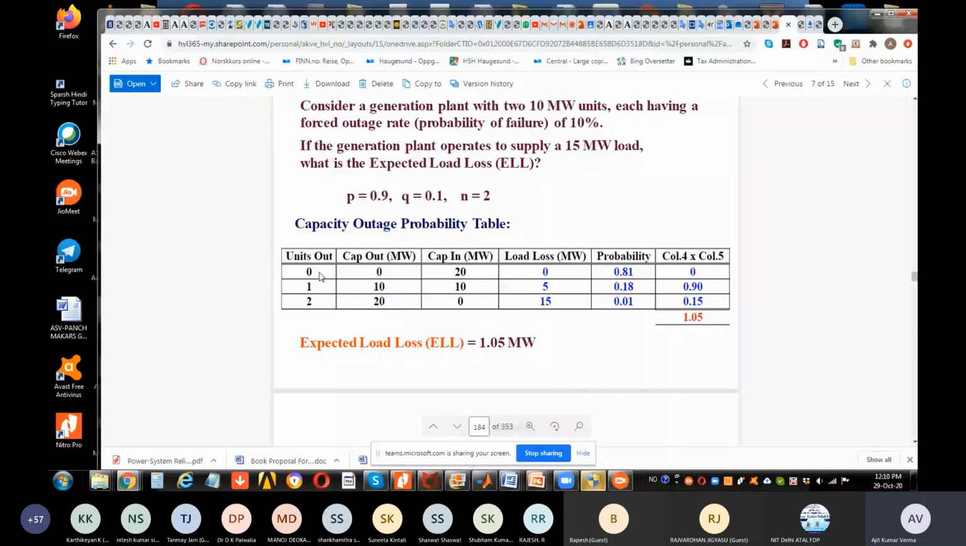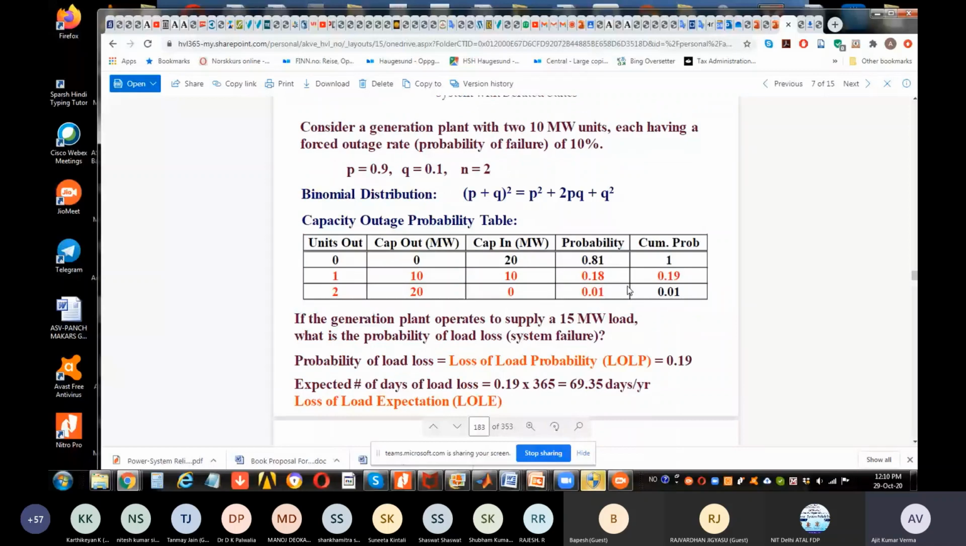When 20 megawatt is there, and 15 megawatt is the load, what is the loss of load? Zero. When 10 megawatt generation is there, 15 megawatt load is there, so load loss is 5. When 0 megawatt is there and 15 megawatt load is there, so load loss is 15. And what are the probabilities corresponding to these? We have seen 0.81, 0.18, 0.01. These are the same probabilities.